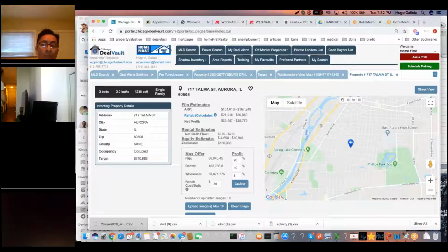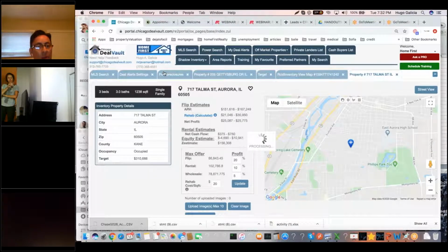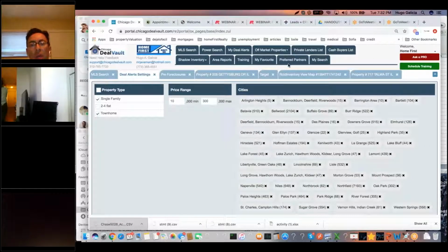So make sure that you set up the deal alerts in DealVault by going under user settings and then deal alerts, right here. Set up to 300,000 and select A areas and B areas. If you don't know what an A area and B area are, please go to area reports right here.